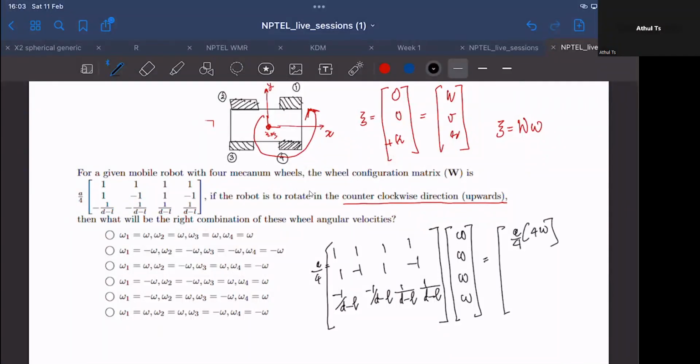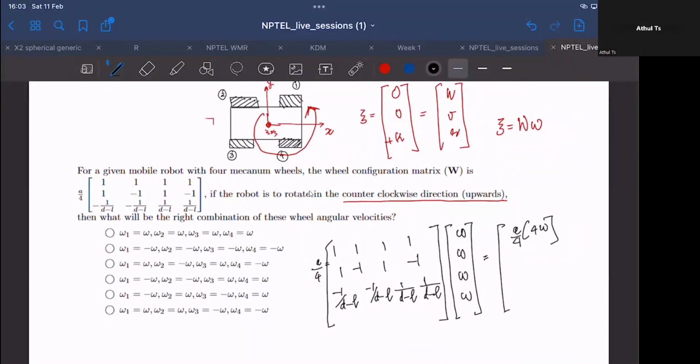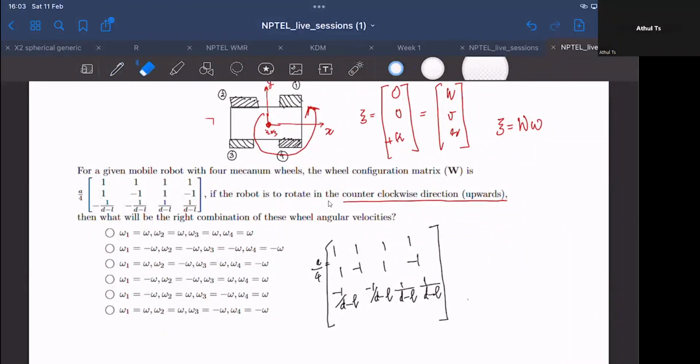Again, the first row is non-zero. This is not the case we want. We want the first two rows to be 0, and it should only have a non-zero component at the third row. So if we use the first of these options and multiply it through, we get a non-zero first row itself. That is not the case that we require, so we don't even need to consider any further rows. We can simply eliminate that as the correct case.